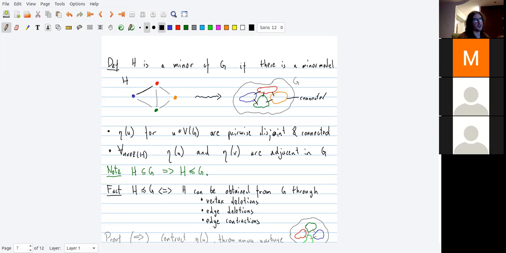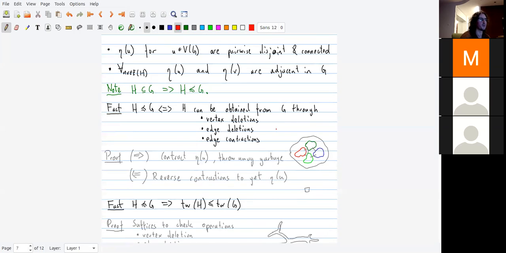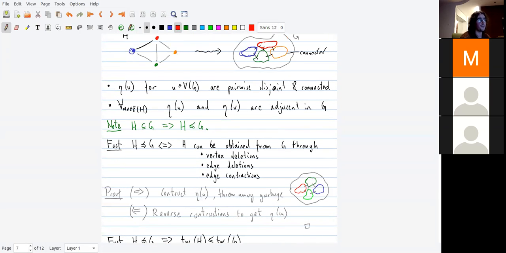You can imagine that every vertex of my graph H is being smeared into a connected stain of vertices here, so that whenever I've got two adjacent vertices on the left, the stains onto which the vertices are smeared should be adjacent. This is a topological way of embedding one graph into another. Obviously, if H is a subgraph of G, then of course it's also a minor, because I can just smear onto one-vertex stains, right?